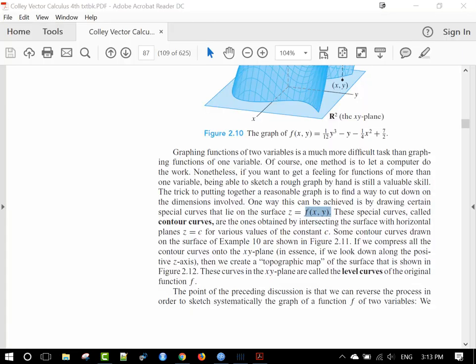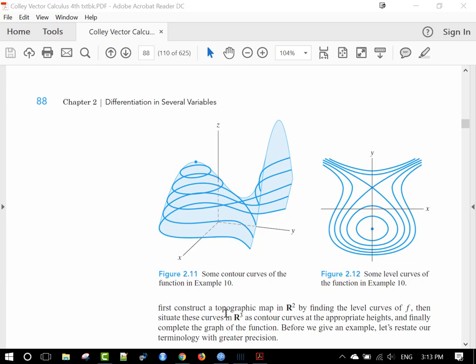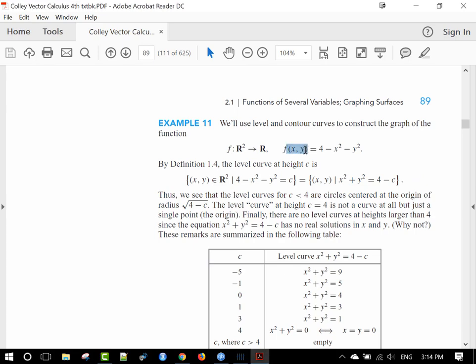So they say we construct a topographic map in R2. So we do this by finding the level curves of f. So we find the level curves. So how do we do that before we go on? Let's do that. Let's suppose that this is our function. Okay? So what we do is we just set this equal to different values of z, or different values of c. And then we can get different level curves.